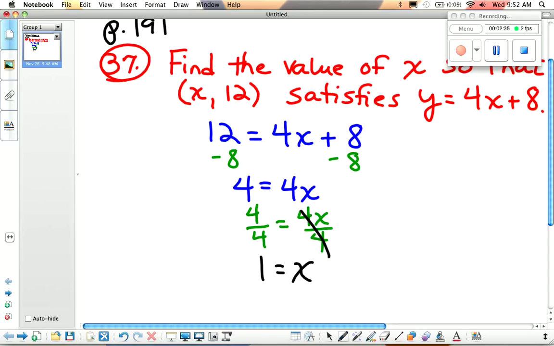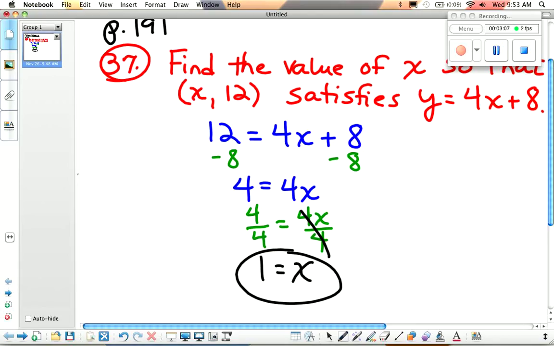Find the value of x so that the ordered pair x comma 12 satisfies y equals 4x plus 8. So we are saying that when x is equal to 1, y would be equal to 12, right? So we did what they asked us to do. How many more times do you suppose we could do that? If I gave you a different y value, would we be able to find an x?